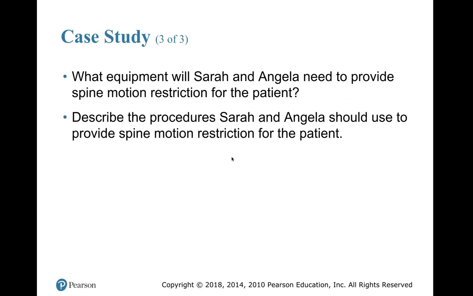What equipment will Sarah and Angela need to provide spine motion restriction for the patient? Describe the procedure Sarah and Angela should use to provide spine motion restriction for the patient. I would advise you to pause the video now so that you can write these questions down, and hopefully you've had a chance to answer some of the questions from the first case study.